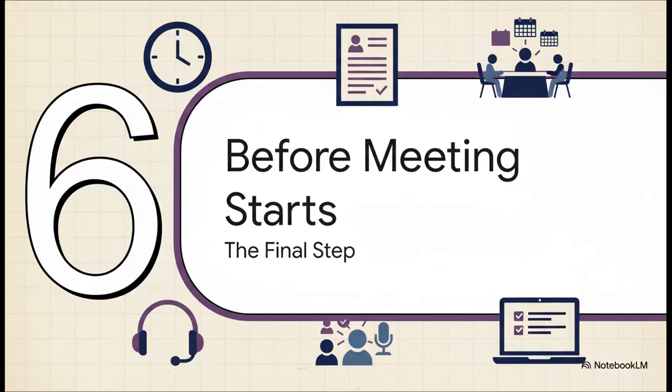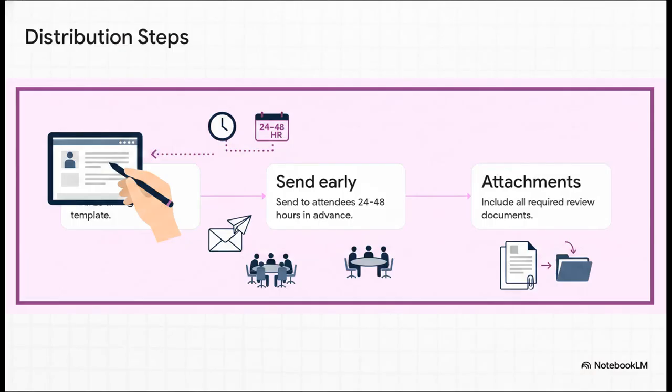And finally, Section 6. Before the meeting starts. Look, a beautifully crafted agenda is totally useless if nobody actually sees it until they pull up a chair at the conference table. To actually reap the benefits of preparation, you have to distribute the final agenda to all attendees about 24 to 48 hours in advance. That is the magical window. It gives people enough time to actually read the attachments and prep their thoughts, without sending it so far out that it just gets buried and forgotten in their inbox.